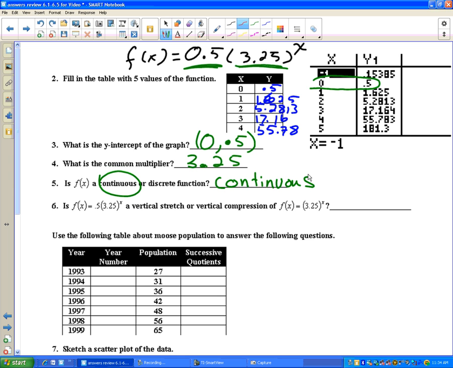If f of x equals 0.5 times 3.25 to the x, is it a vertical stretch or a vertical compression? It's a vertical compression. Why is it a vertical compression? Because my A, my 0.5, is between 0 and 1, so it's compression. If it's greater than 1, it's a vertical stretch.